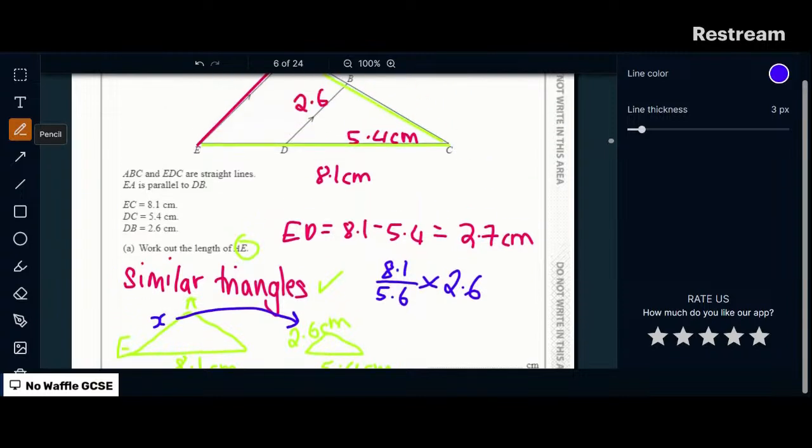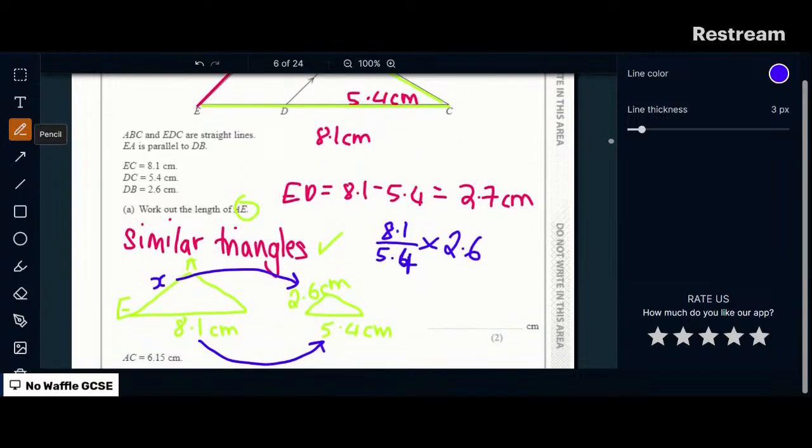Oh, it's not 5.6, sorry, it's 5.4. I copied that wrong. It's 5.4. Yep, that's why there was a mistake there. And therefore, the answer should be 3.9. Yeah, thank you, everybody, for that.